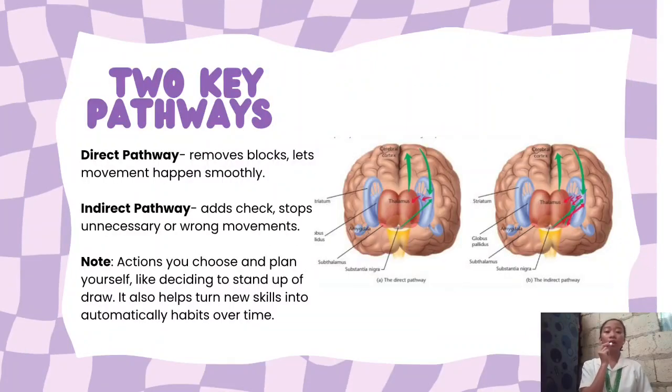So now let's talk about the two key pathways. First is the direct pathway, which is the go signal, and the indirect pathway, which is the stop signal. Let's tackle the direct pathway first. It removes blocks so movement can start easily. An example is that when your friend waves at you, this pathway helps you raise your hand and wave back right away without hesitation. The direct pathway is more about initiation or voluntary movement of your body, like it reacts automatically every time you do it.